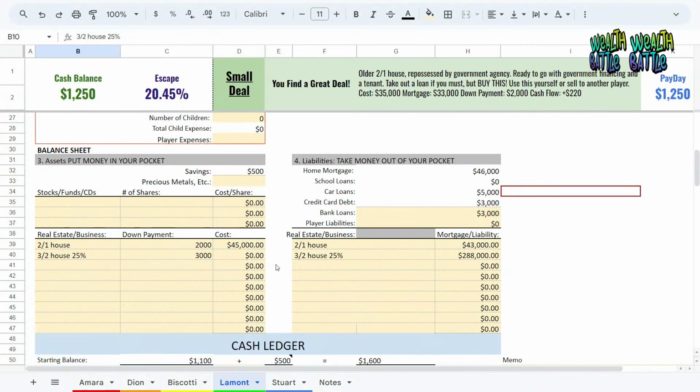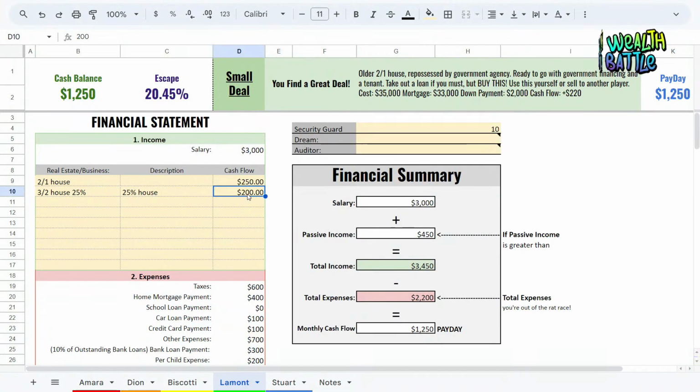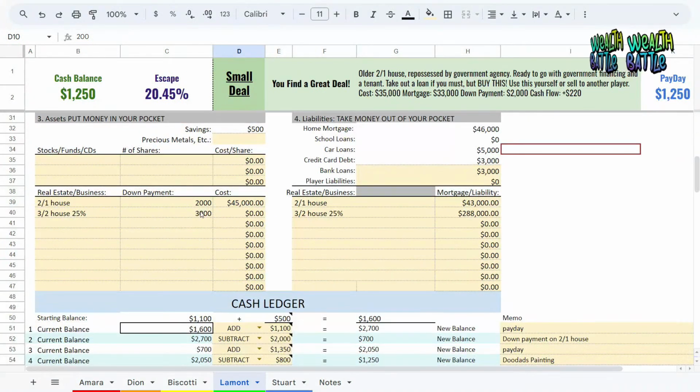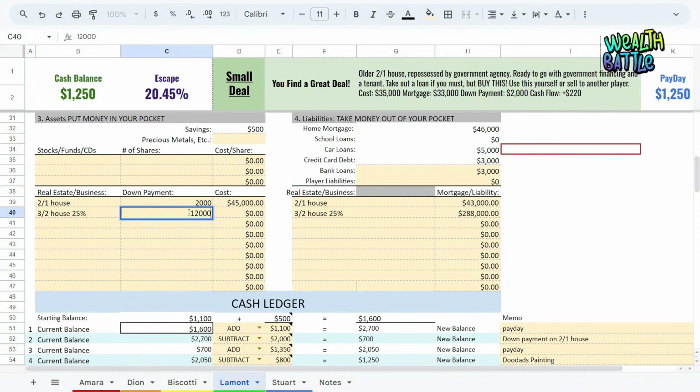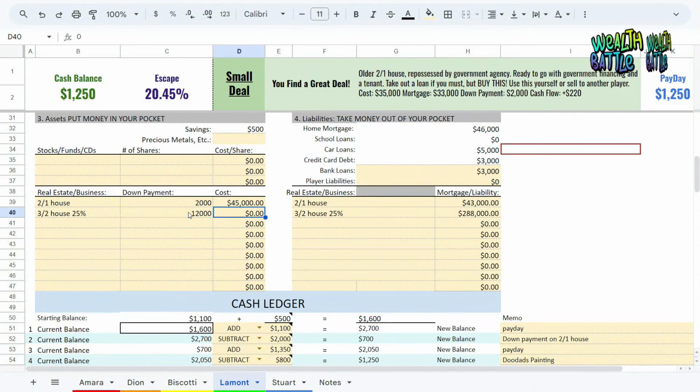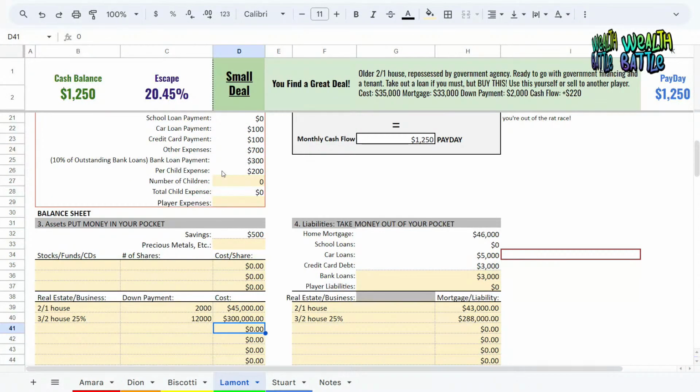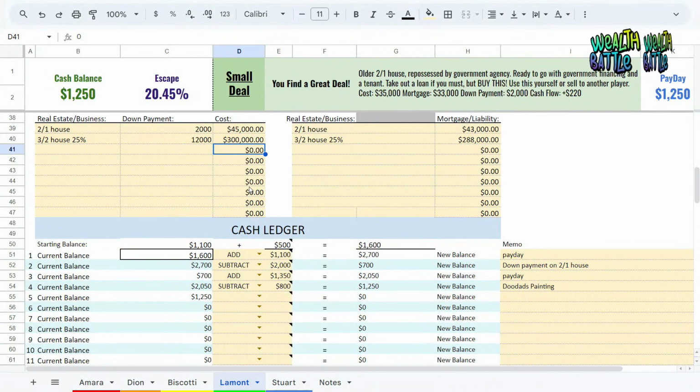All right, so Lamont, just kind of looking through your numbers here. You got the cash flow. That's good. The down payment was actually $12,000 in total, and the cost was $300,000. So the numbers are now right. We just need to get the bank paid, Lamont.